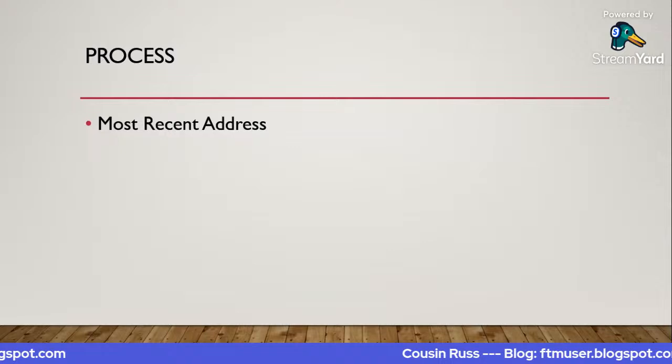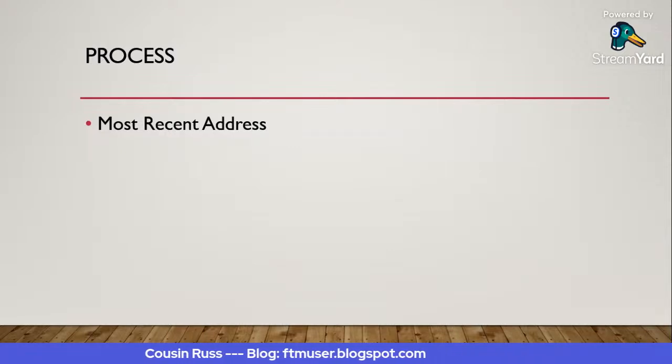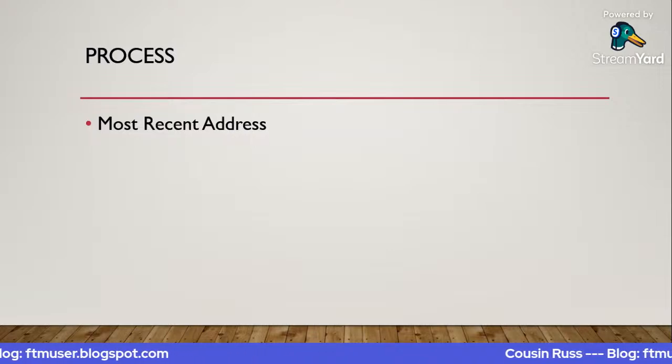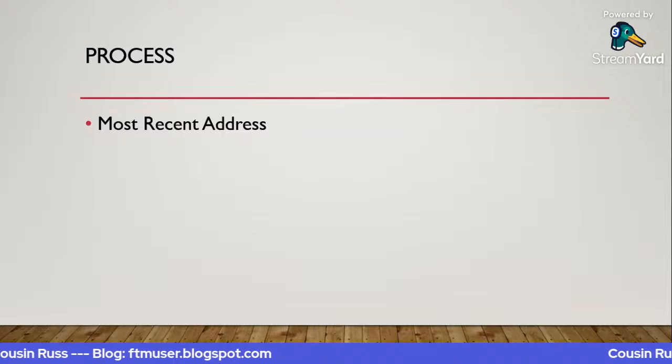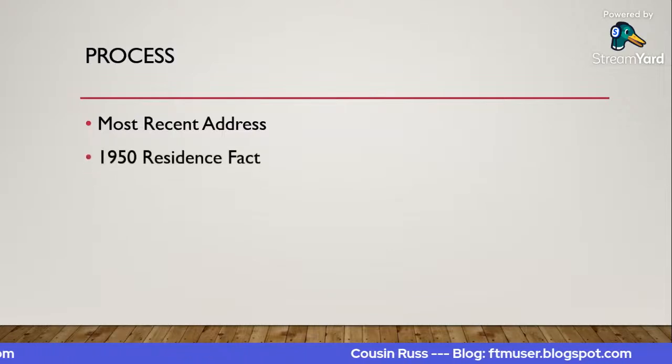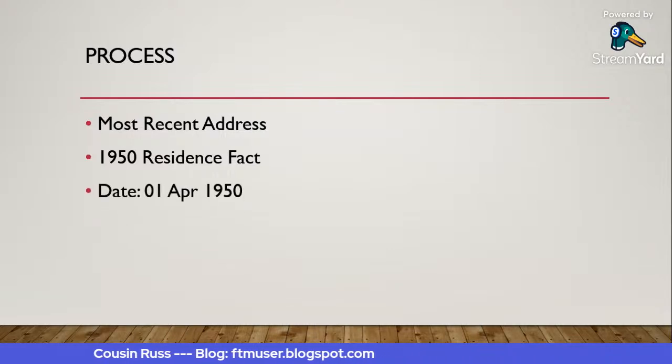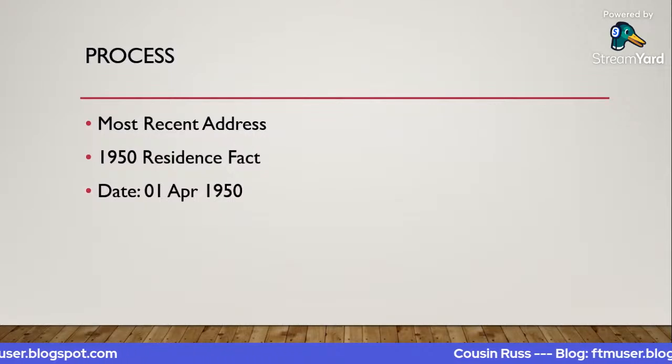I'm working off of most recent addresses. I get that from city directories, military records, previous census records. That's how I get an address, because I found in preparation that the address was key, and I certainly agree so far. I created a 1950 residence fact. I added the date, 1st of April 1950, for a very specific reason.